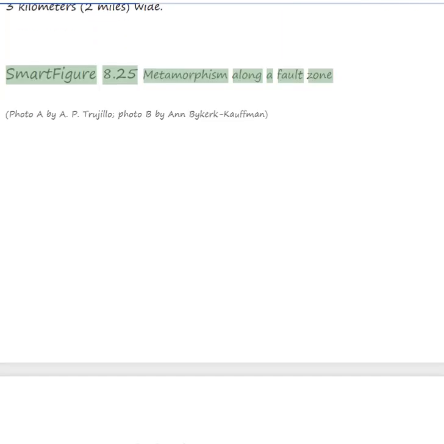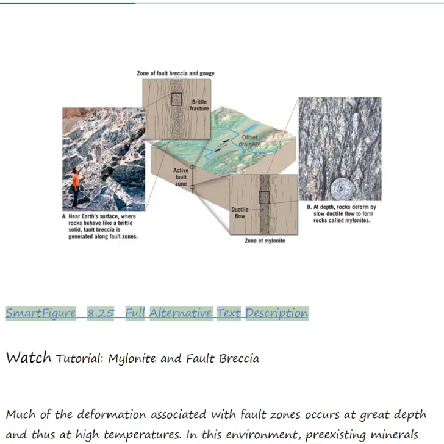Smart Figure 8.25 Metamorphism along a fault zone. Smart Figure 8.25 Full alternative text description.